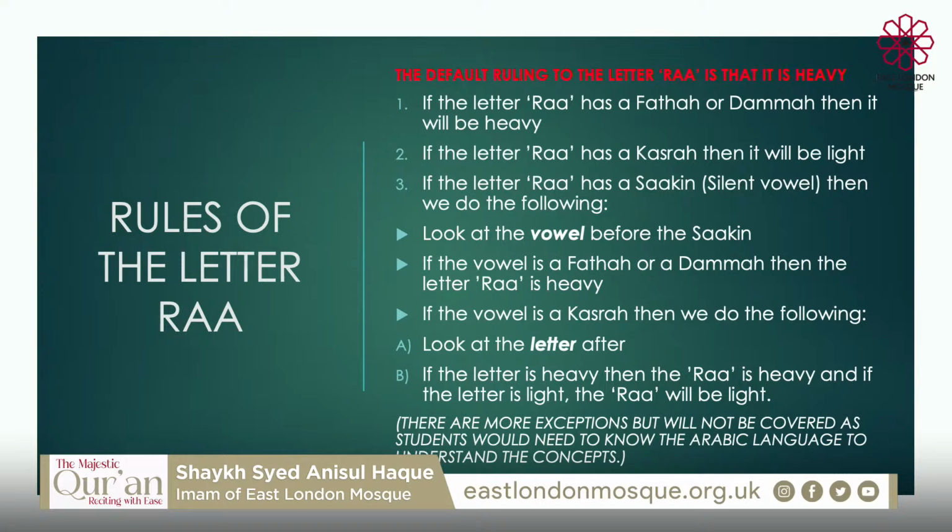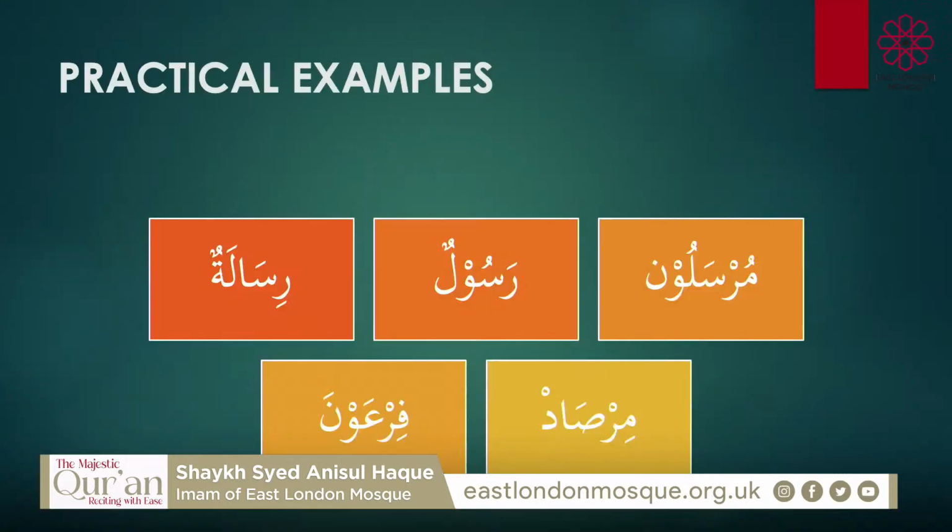Fantastic, he's got it. He's correcting himself. Allahumma barik. Remember this, okay? If there is a kasra before it, there is an extra step. What is the extra step? We have to look at the letter after it, not the vowel. What do we look at? The letter after. To make it easier for you, you'll see this as an example.